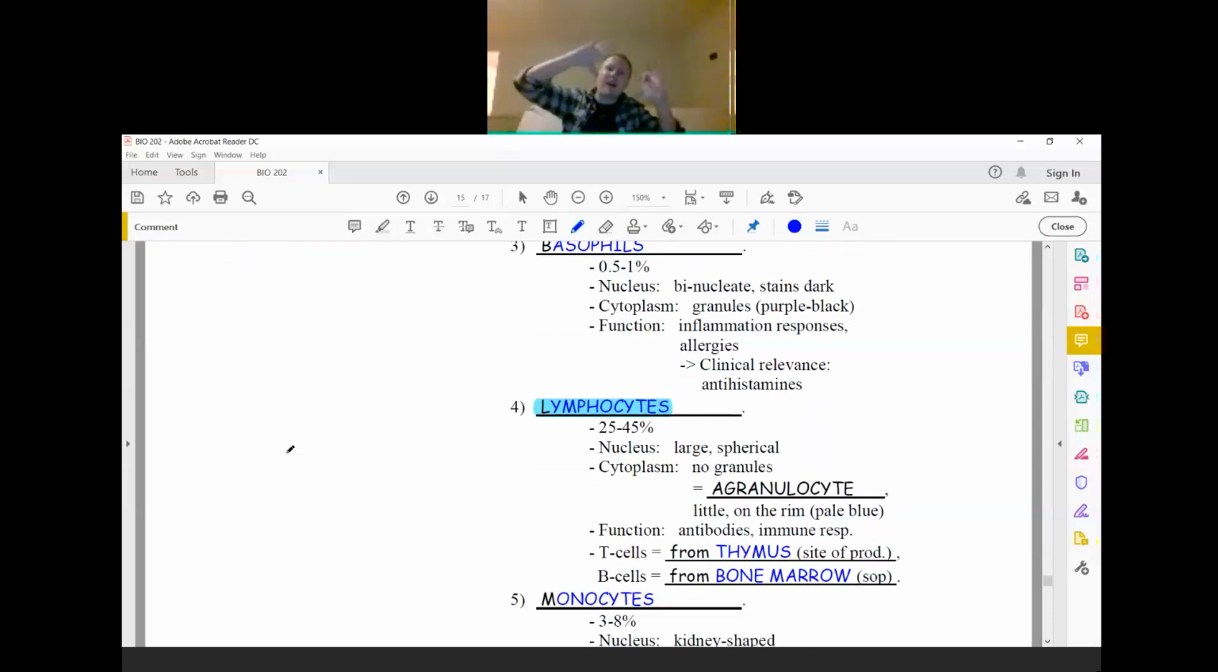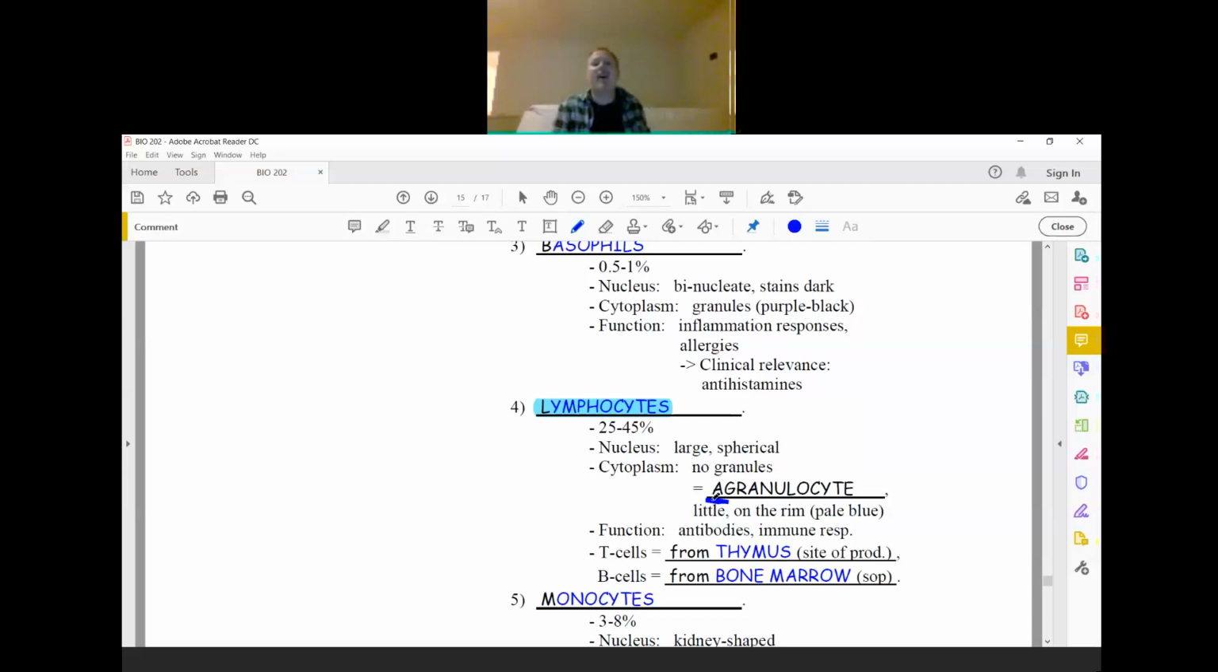Lymphocytes have a large spherical nucleus that takes almost the entire cell space. The cytoplasm has no granules, so we describe that as being agranulocyte. The A means not granulocyte. What it does, lymphocytes play a role in antibodies and immune responses.